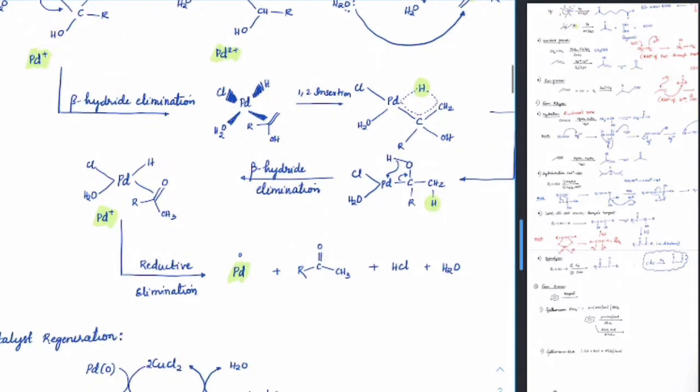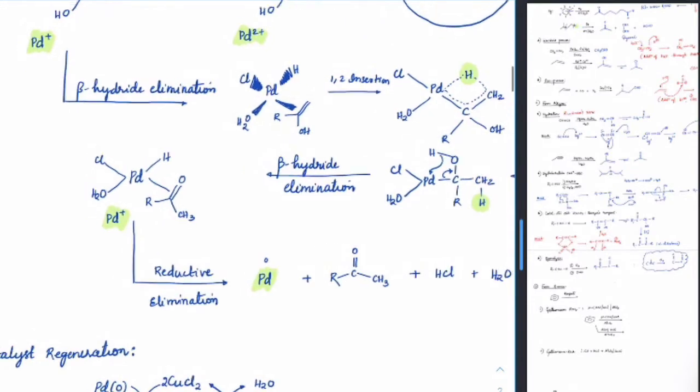And finally at this step where the keto form has been formed, it will take the electrons and get reduced to Pd. Got it? And finally this Pd will come out here. This group, RC double bond O CH3, will come out, HCl will come out, water will come out. So palladium gets completely reduced. So this could be asked: from which oxidation state to which oxidation state is palladium going through?